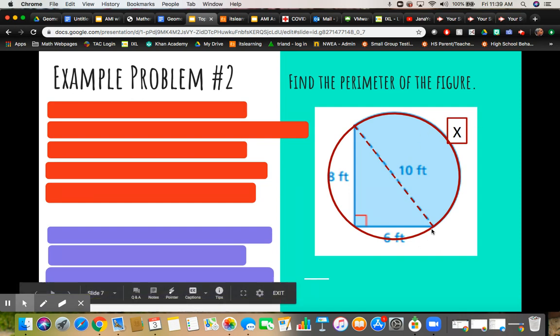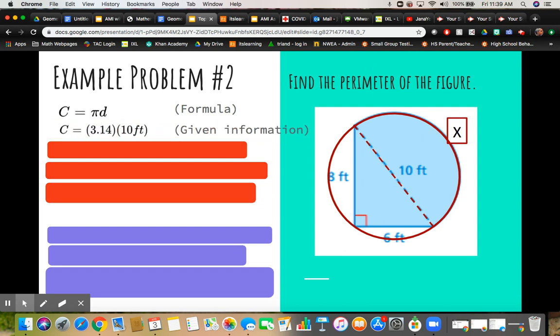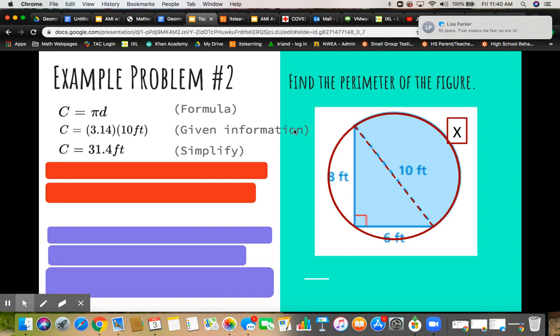And I know that the diameter of my circle is 10 feet. The circumference formula for a circle is just C equals pi times diameter. If my diameter is 10, we're going to plug that in. Then I replace pi with 3.14, just because it's a rounded approximation of pi. Let's plug it in the calculator and figure out what we get. So we get that my circumference is 31.4 feet.